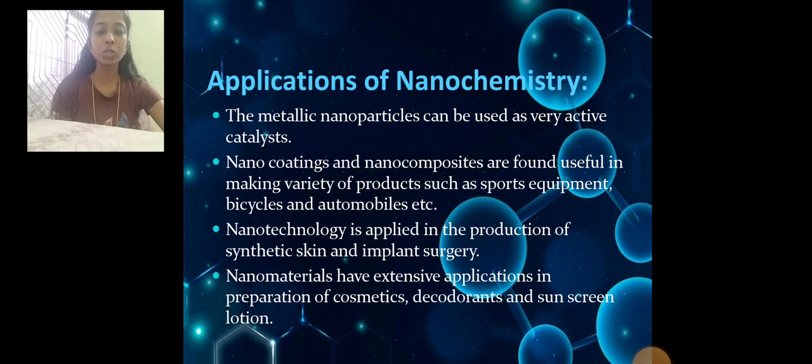Next is the applications of nanochemistry. Nano coatings and nano composites are mainly found in sports equipment, bicycles and automobiles, etc. And nanotechnology is also used in the production of synthetic skin and in implant surgery.